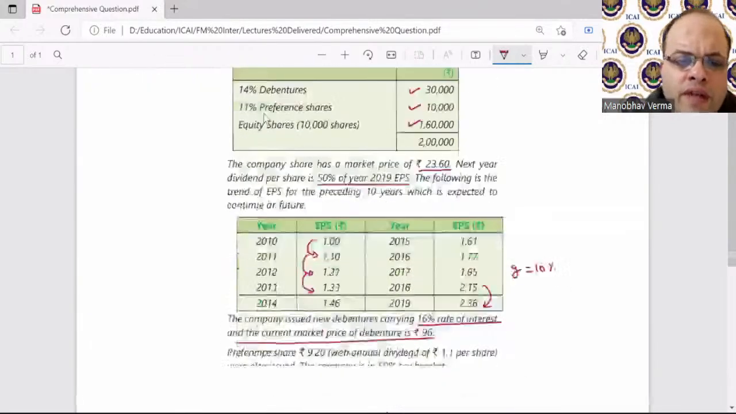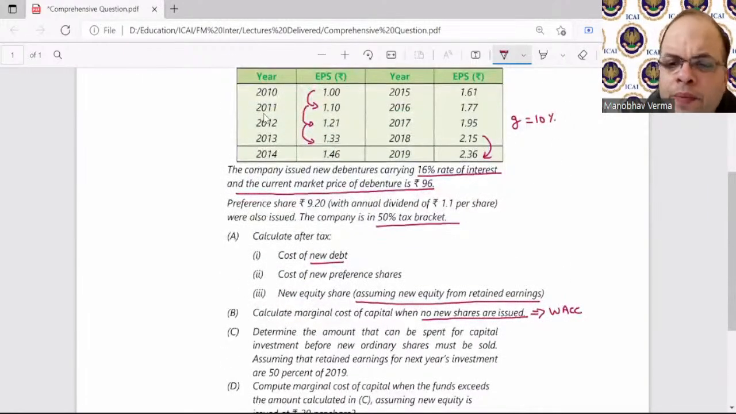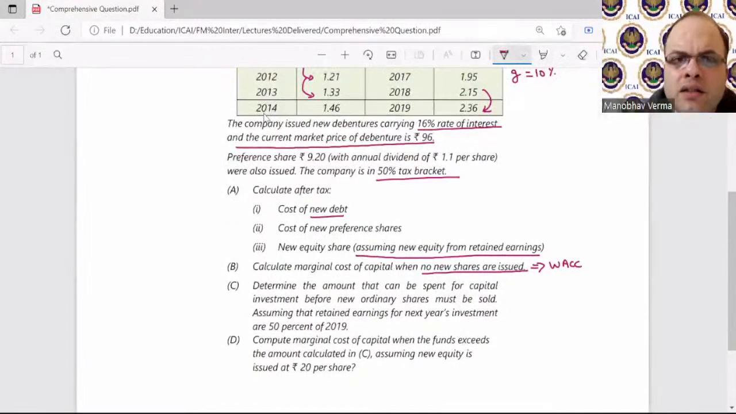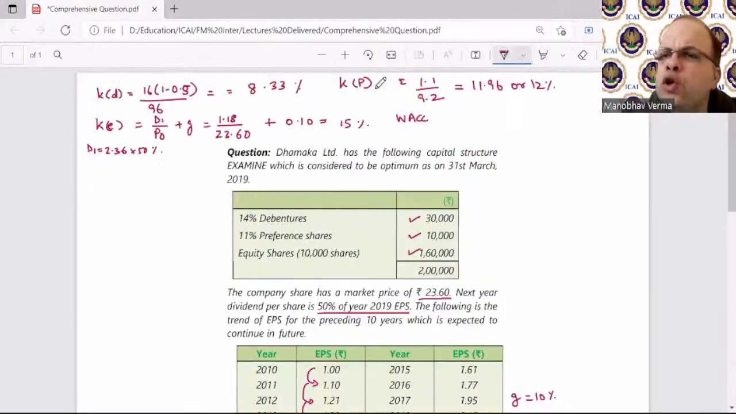Okay, so we solved question number A. Question number B says calculate marginal cost of capital when no new shares are issued. So no new shares are issued, guys. So what will be my WACC here? Can anyone calculate quickly WACC? No new shares are issued.